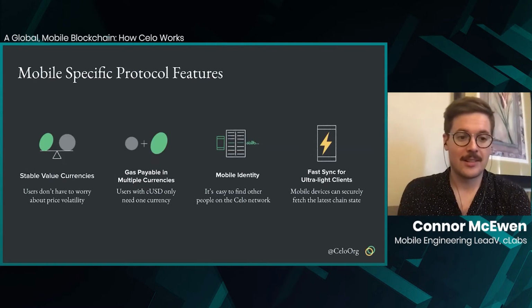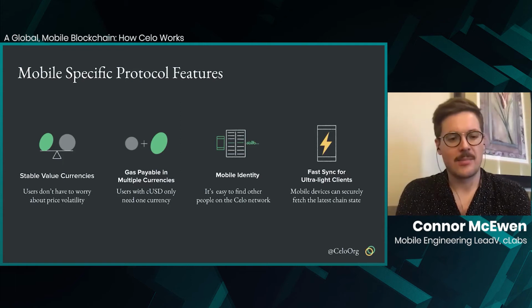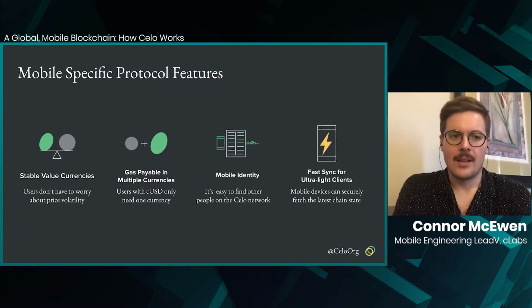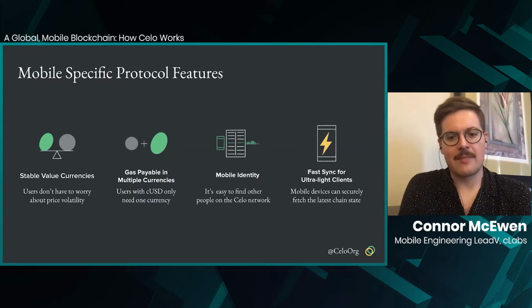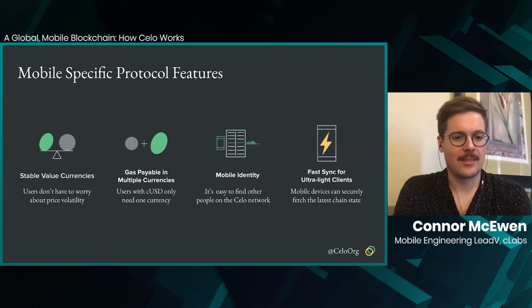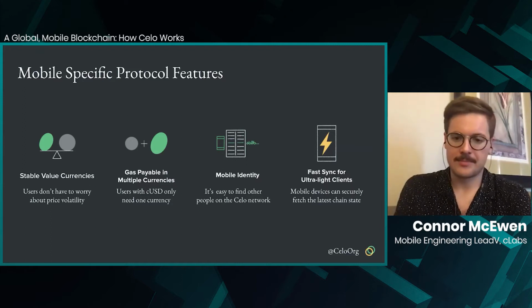As I mentioned with the launch of the Celo Dollar, the Celo protocol allows for multiple stable value currencies. We think this is really important for usability so that users don't have to worry about the price volatility of whatever asset they're holding. We also allow users to pay for gas in multiple currencies. It can be confusing to understand the difference between two different assets that you might hold and why you have to pay with one to transfer another. And so we've simplified that experience for our users just by enabling payment with multiple currencies.